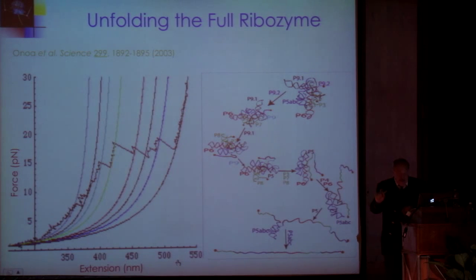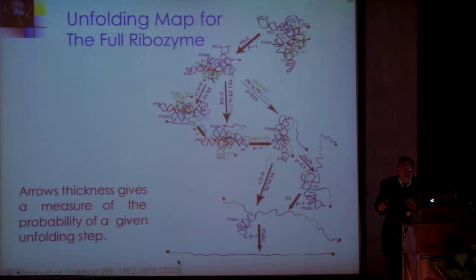She pulled it 900 times, and the result of that is this map that gives us the thickness of the arrow, tells us the probability that the molecule will go this way or that way or that way, quantitatively. In other words, we have essentially the equivalent to a mapping of the potential energy surface over which the diffusion of the unfolding of this molecule occurs.